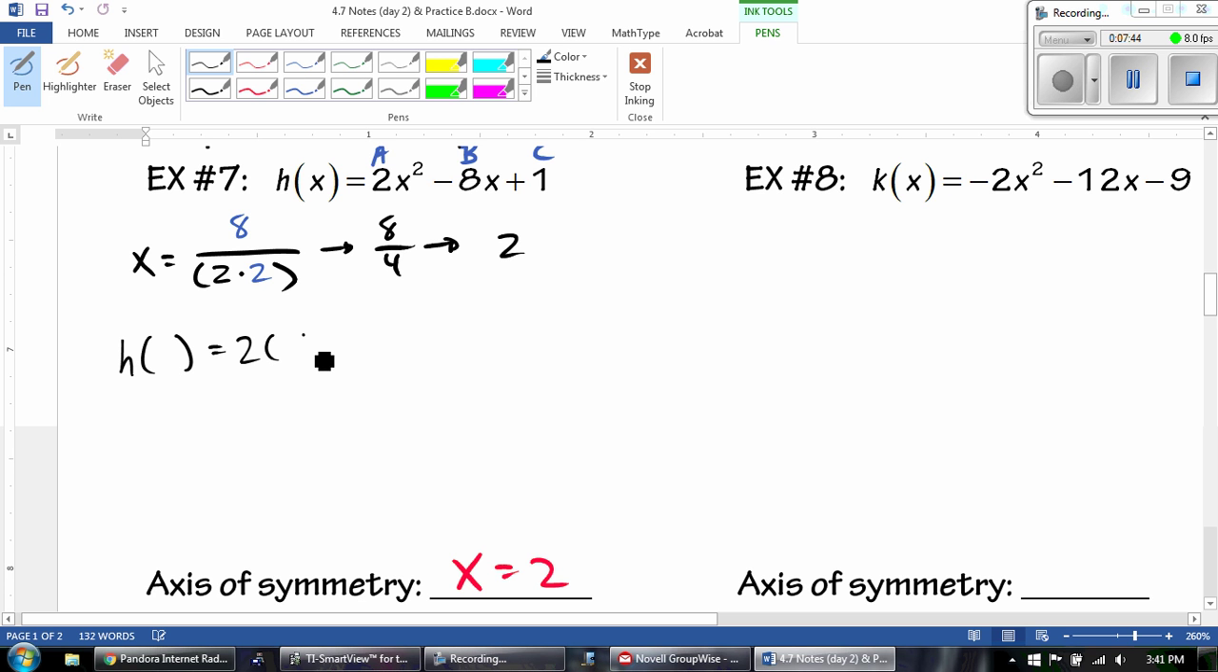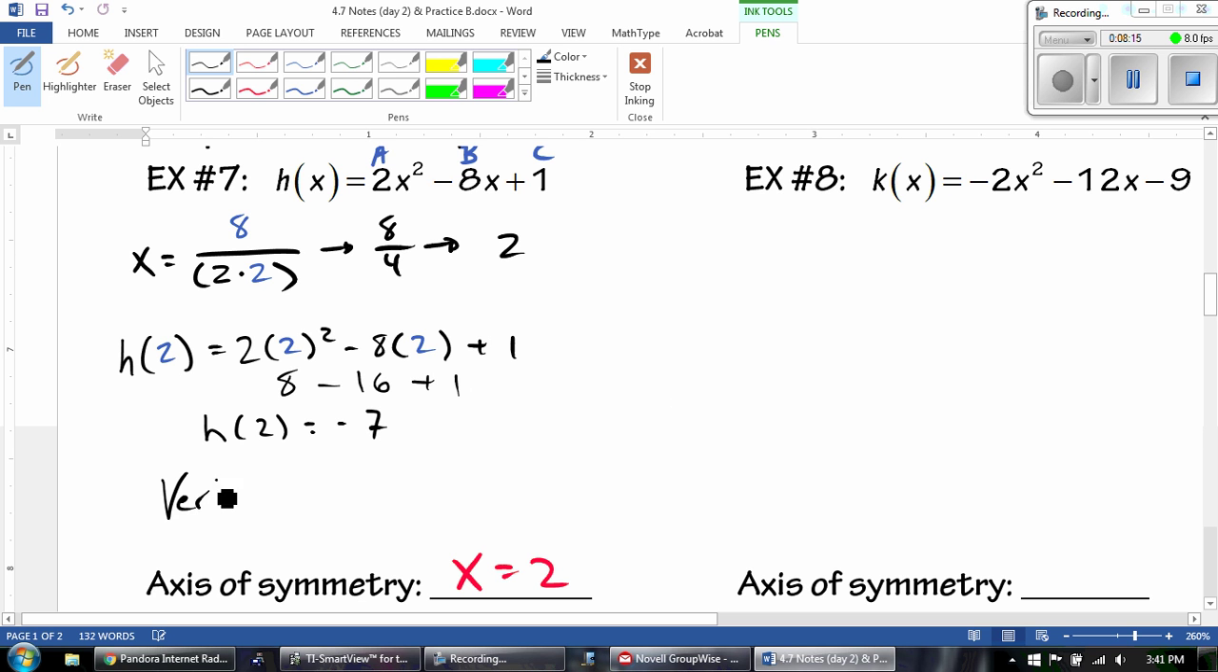So I know that my x value is 2. So I'm going to come back in here and plug in 2. You can do this by hand or calculator. 2 squared is 4. 4 times 2 is 8, minus 8 times 2 is 16, plus 1. And then we get that h of 2 equals -7. Okay, so our vertex is the point (2, -7).